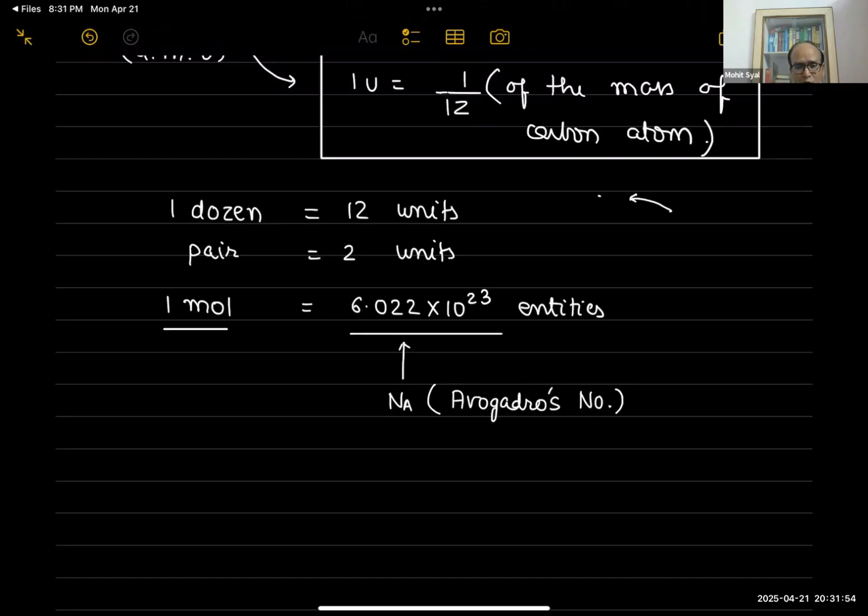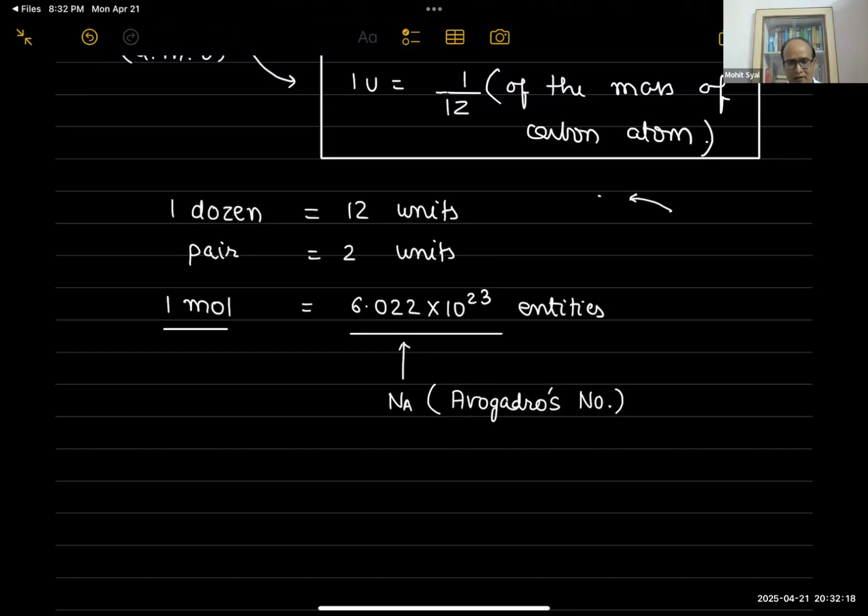So till now, what do you know about mole? Can you explain it very briefly? One mole is having 6.022 into 10 raised to 23 entities. And this value is from Avogadro's law. This is known as Avogadro's number.